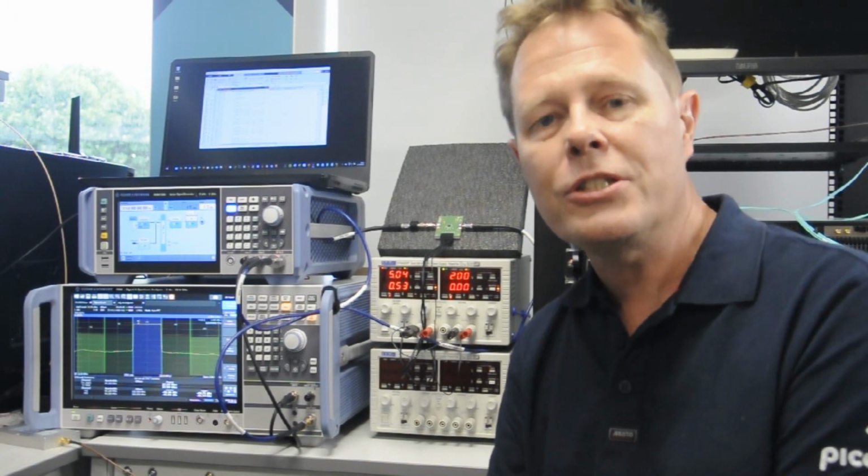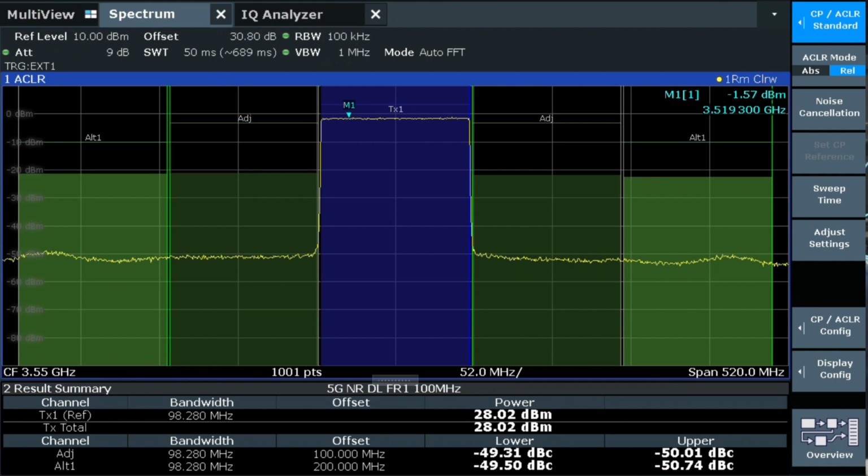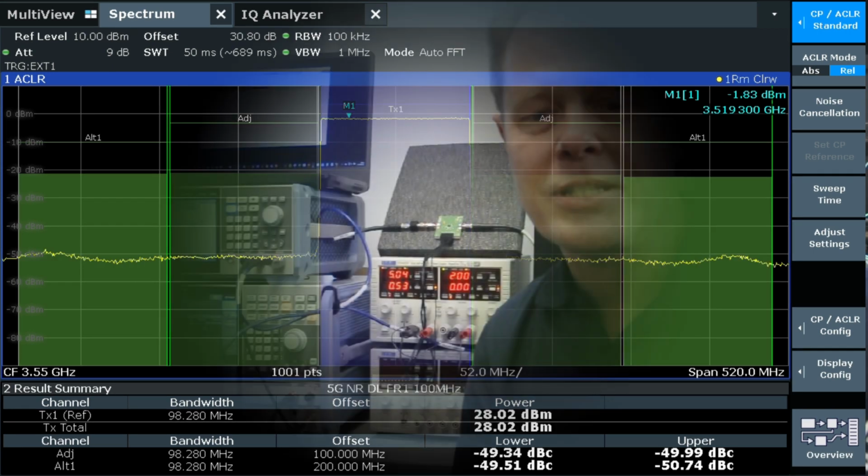Okay, the DPD should now have converged. Let's have a look at the performance. We can see that the ACLR has dropped to around minus 49 dB, and the MATLAB has measured the EVM at less than 2.5%. So we have a margin over 3GPP compliance with the implementation.